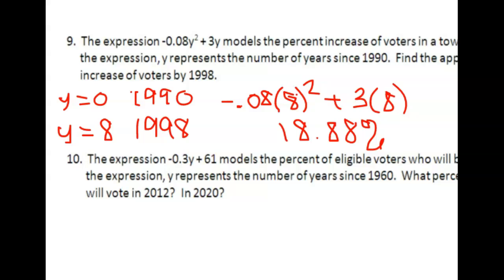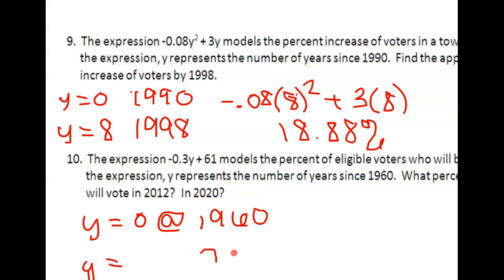And number 10, 1960 is our year zero this time. So that means y equals 52 for 2012. So you want to figure out how many years from 1960 to 2012 had passed. So you would do 2012 minus 1960 to get 52.